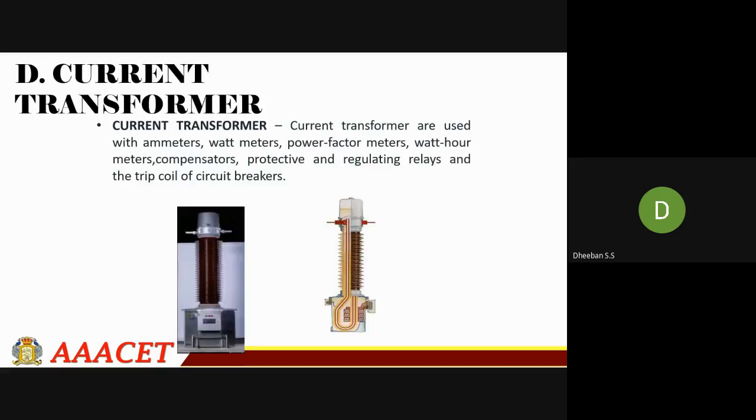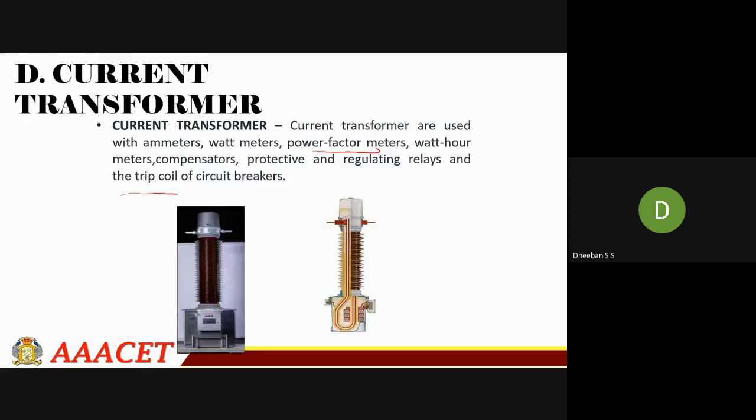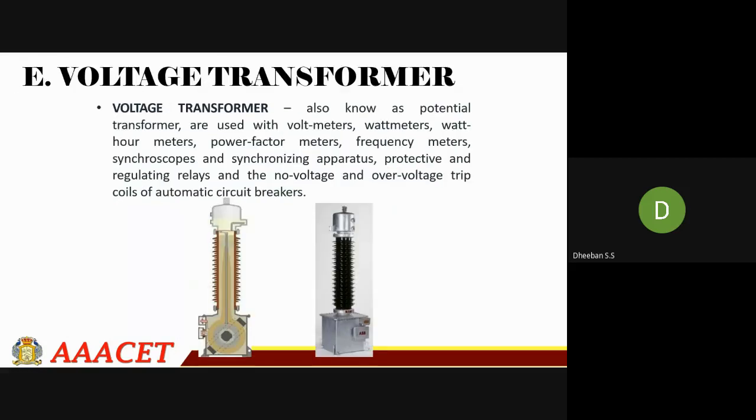Coming to the current transformers, the current transformers are used along with your ammeter, wattmeter, and power factor meters. They will be mainly used for measuring your current. This is what your current transformer looks like. They'll be embedded along with your circuit breaker trip coil. Next is your voltage transformer, mainly used for the potential measurements. This is also used for regulating your relays.